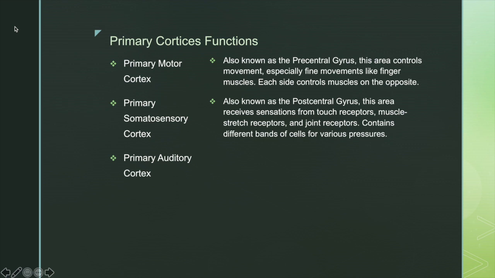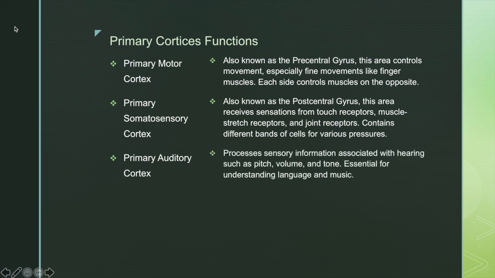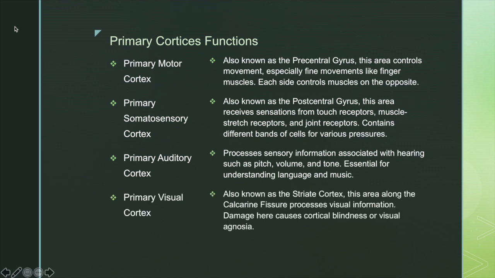The primary auditory cortex processes information associated with hearing, such as pitch, volume, and tone, essential for understanding language and music. The primary visual cortex, also known as the striate cortex, is named this because the cross-section of it appears striped. This area, along with the calcarine fissure, processes visual information. Damage here causes cortical blindness or visual agnosia.